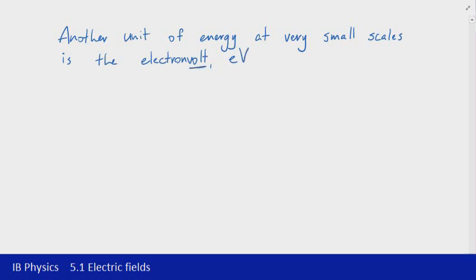Be careful here, again, it's got the term volt in it, but it's got nothing to do with voltage. It's a unit of energy, and it is the energy required to move an electron, hence the term electron in it, the energy required to move an electron through a voltage of 1 volt.